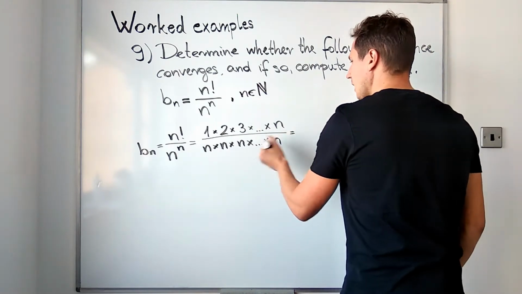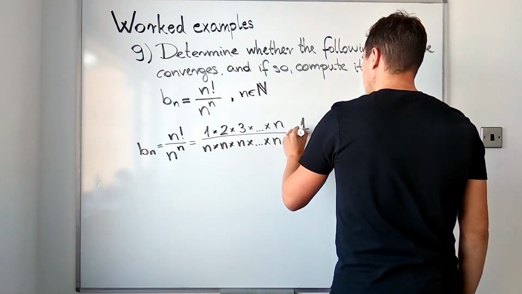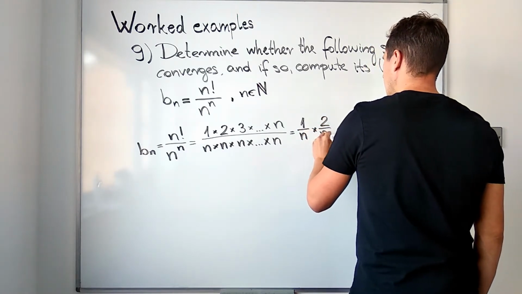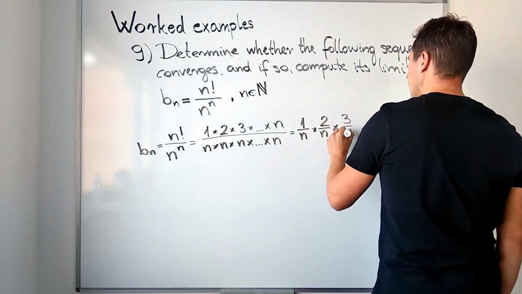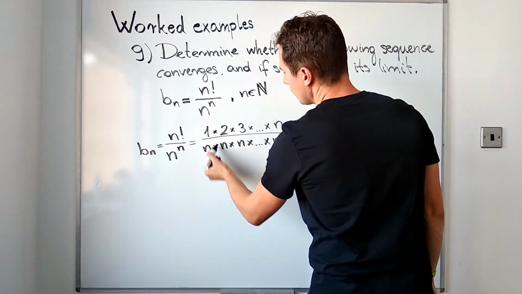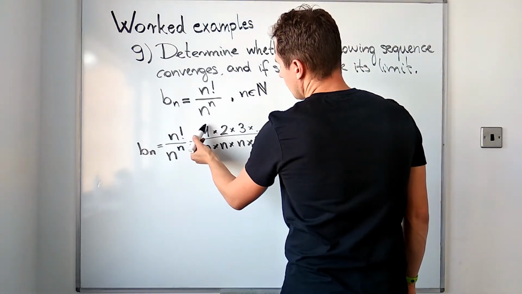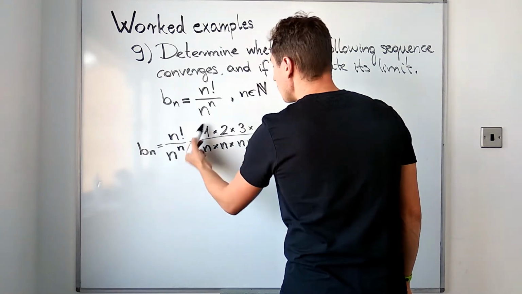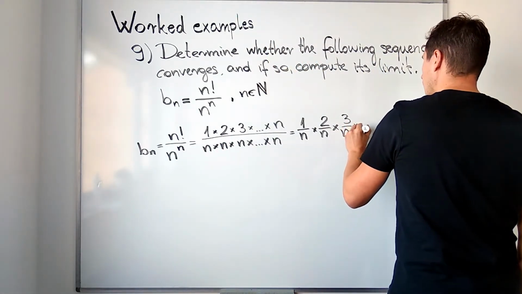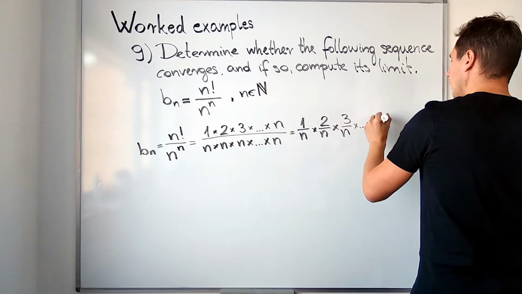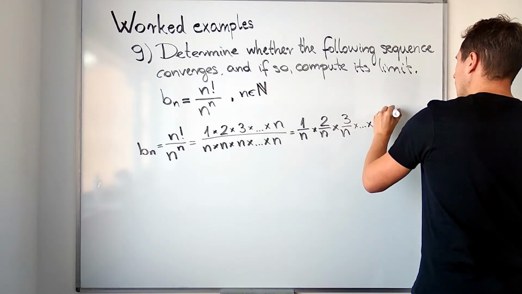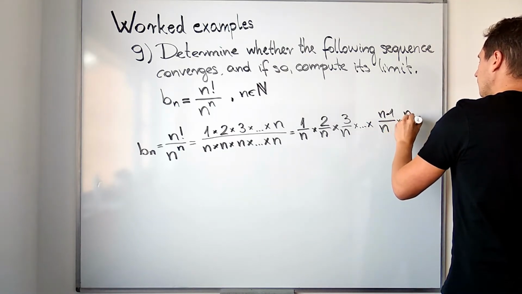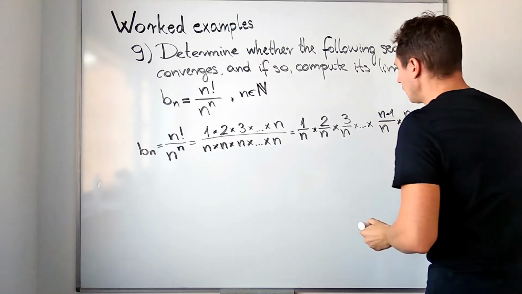Of course, this can also be written as 1 over n multiplied by 2 over n multiplied by 3 over n. So you see what we are doing is we are grouping the factors in the numerator and in the denominator one by one. So this product goes all the way to n minus 1 divided by n, and the last factor is n divided by n.